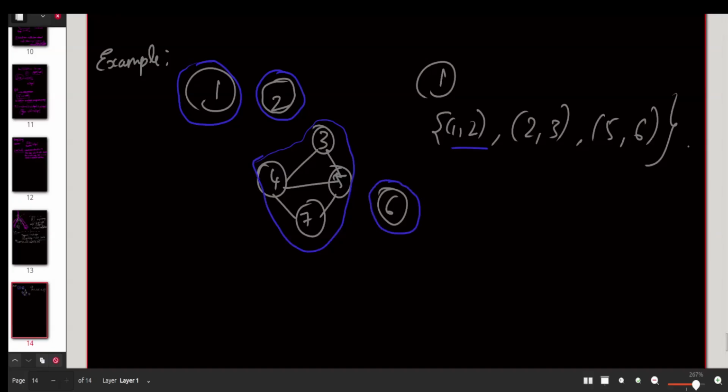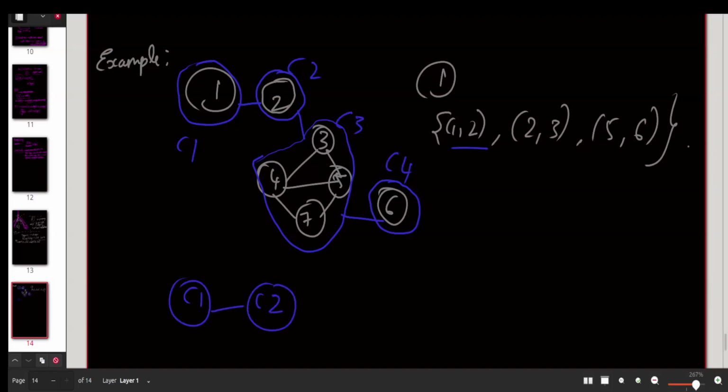So there used to be a cut edge between 1 and 2. So I'm joining those disconnected components now, between 2 and 3 and between 5 and 6. Let's call them C1, C2, C3, C4. This is the resultant graph G prime.